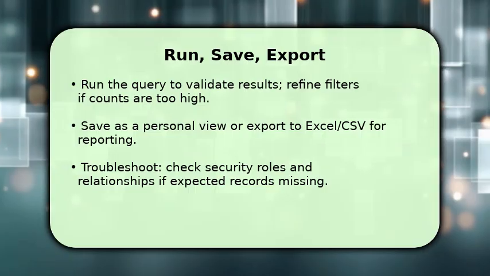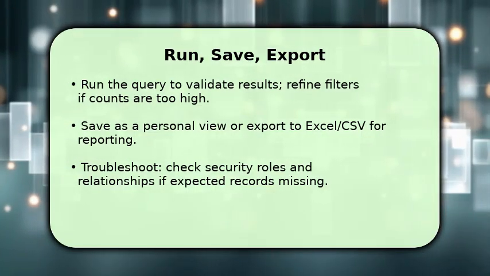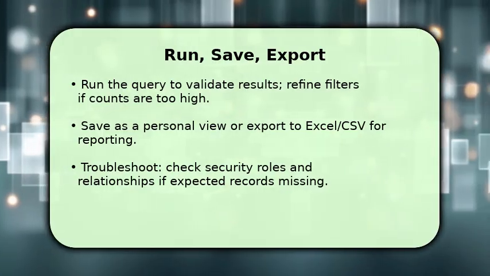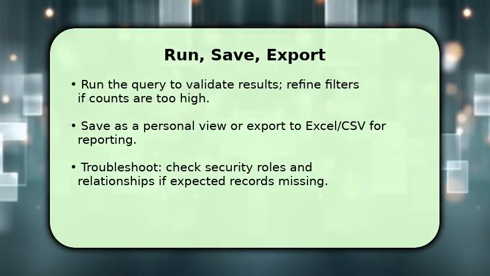If things go wrong, one key troubleshooting tip: verify your security roles and relationship links. Missing permissions or incorrect related entity joins are the most common causes of missing records.